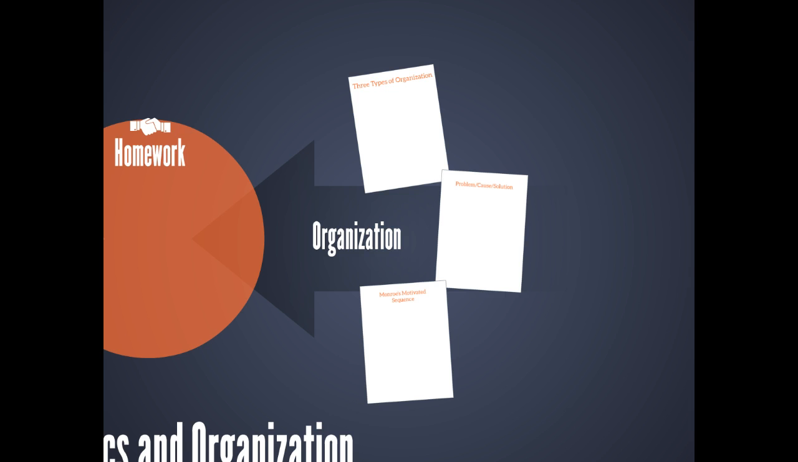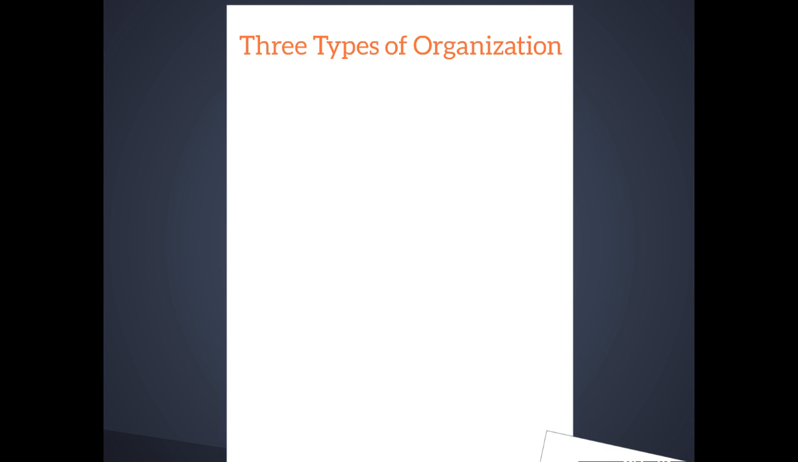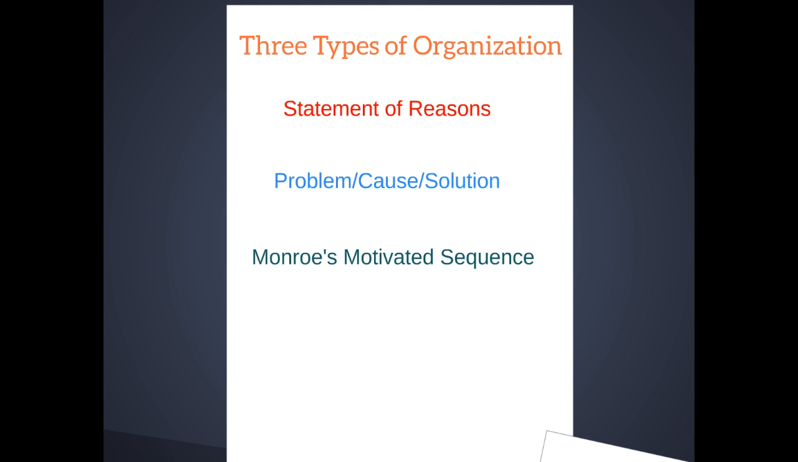All right, now what we're going to focus on is organization. Once you've picked your topic, and I'll address that a little bit more in homework, how do you actually start organizing it once we move to the outline process? There are three types of organization. Unlike the informative speech, these formats of organization are much more specific and have specific ways that you have to set up your points. So it's important you pay attention. Statement of reasons is the first one. Problem, cause, solution, and Monroe's motivated sequence. I'll talk about each of these.